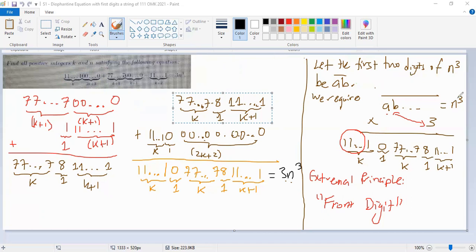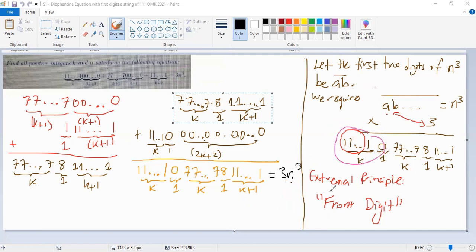Then we require something like n cubed multiplied by 3 on the right-hand side. Just now we talked about the left-hand side. So n cubed, with the AB at the front, multiplied by 3 should give this humongous number. So 3n cubed is written here in the normal multiplication form. Then the trick was that when you start doing that, the front is a string of ones.